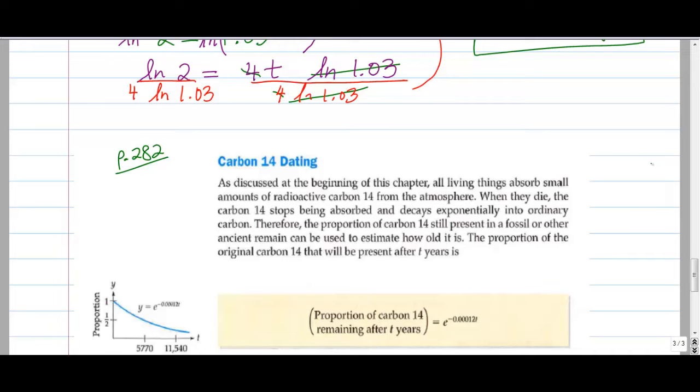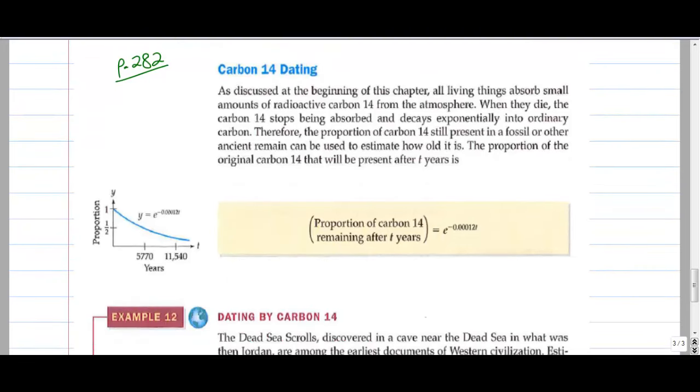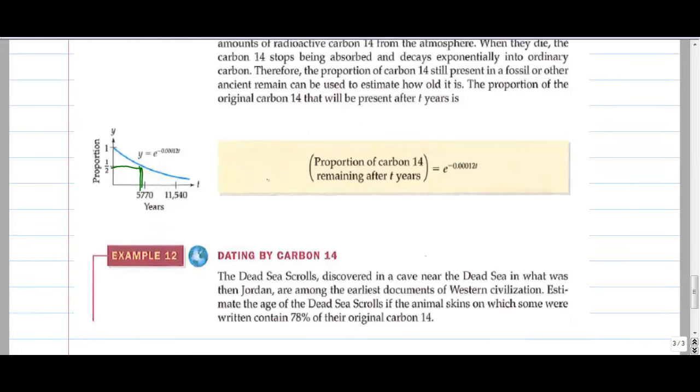The proportion of the original carbon-14 that will be present after t years is given by this function here: e to the negative 0.00012t. You can see by this little graph that the amount of carbon-14 is reduced by half at approximately 5,000 and some years. So it takes a long time, right? If we know the proportion of carbon left, we can figure out how old that object is.